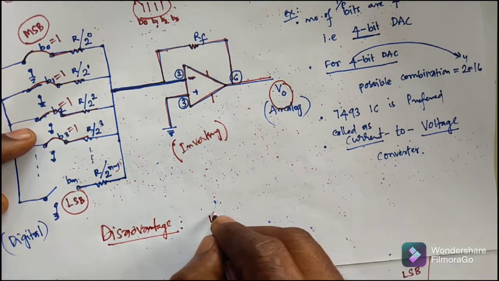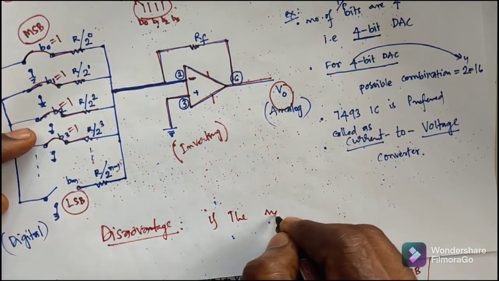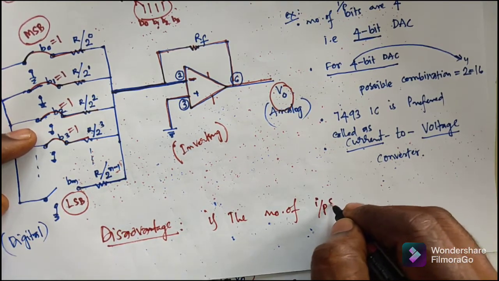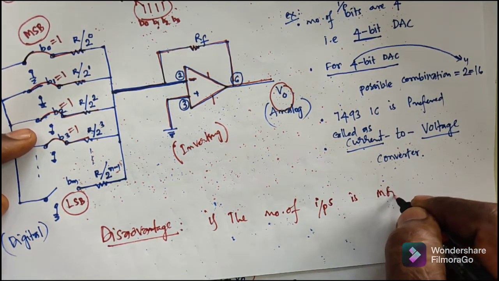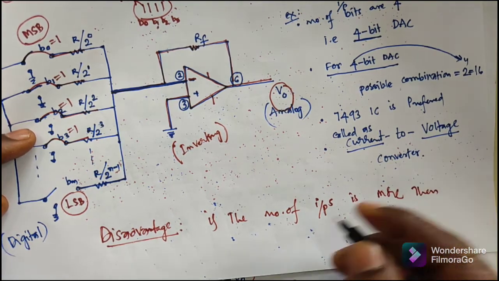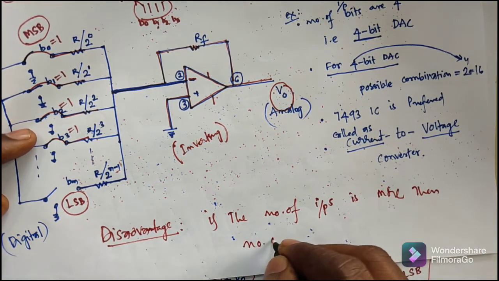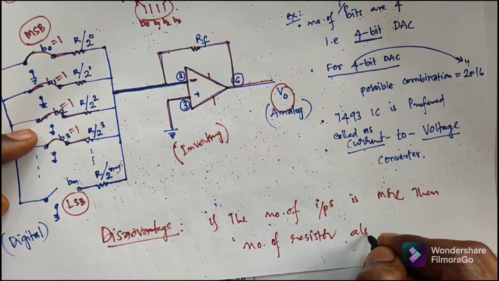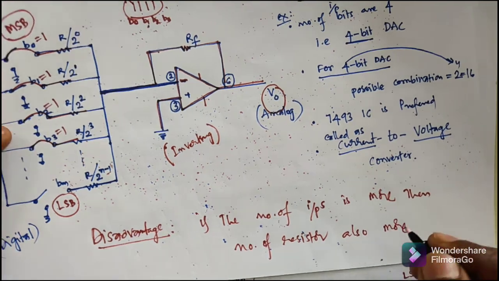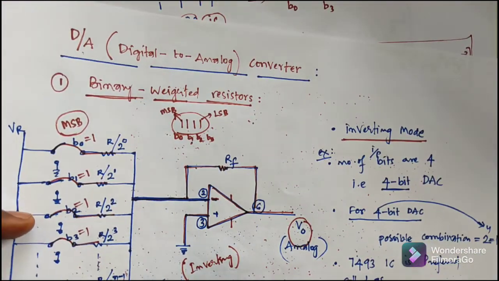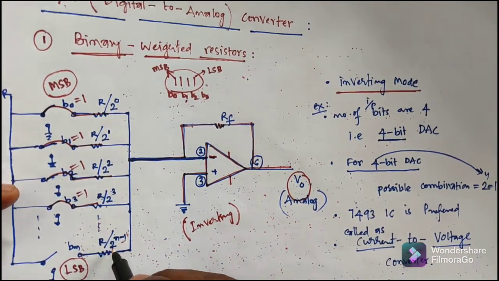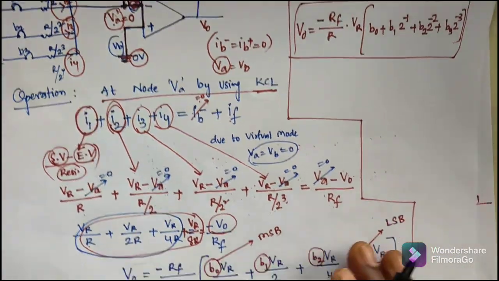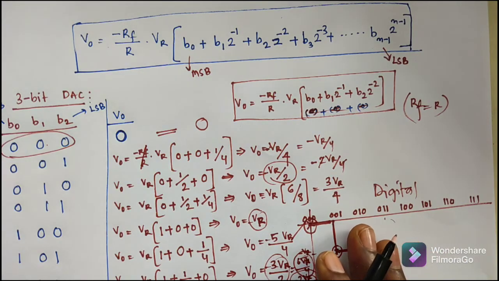The disadvantage is if the number of inputs is more, then the number of resistors, nothing but weights, resistors, also increases. If you take 100 bits, you can take that R by 2 to the power of 99 minus 1. That is the main disadvantage. That's why we prefer another method, the R-2R ladder network.